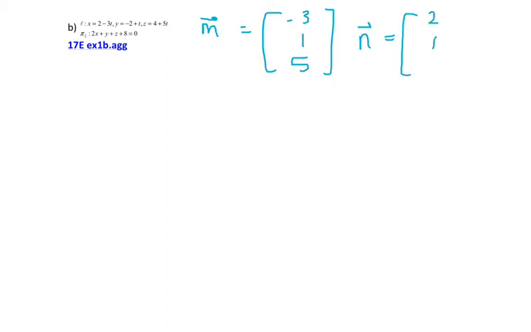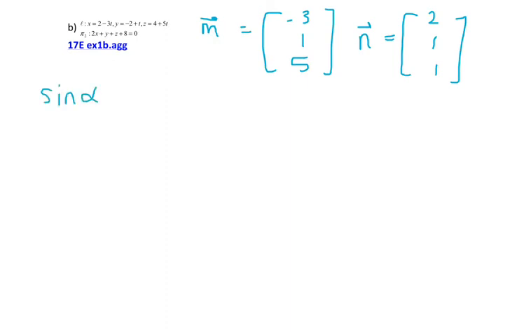All right, let's try another one. So here we have to look at our line in parametric form. Looking at our line in parametric form, I can see that its direction is -3, 1, 5. My normal vector to the plane is 2, 1, 1. Again, they're not multiples of each other, so we're not talking parallel.